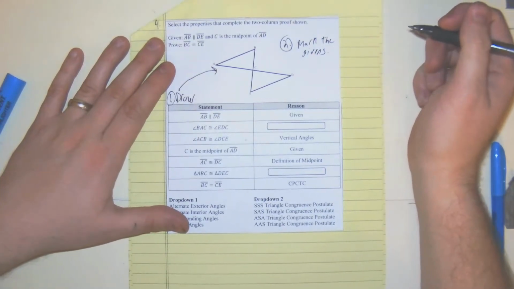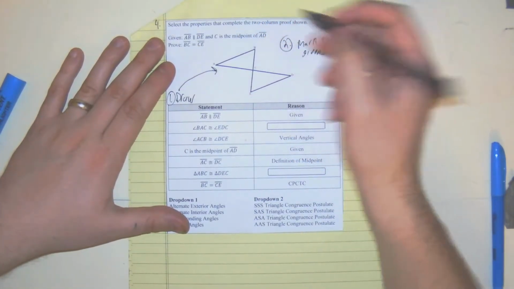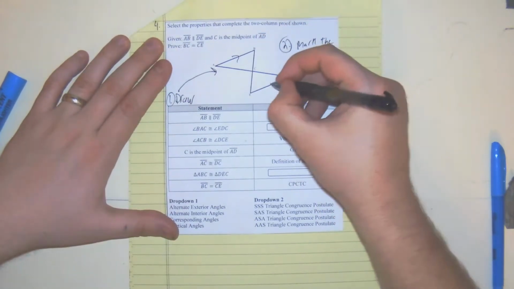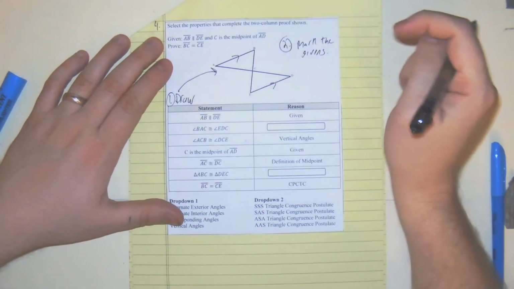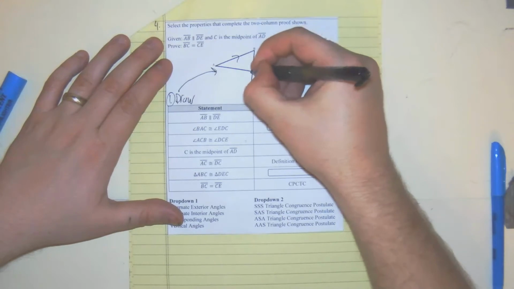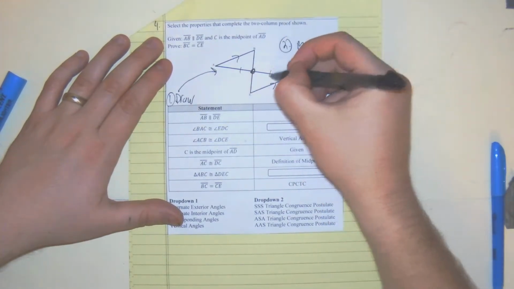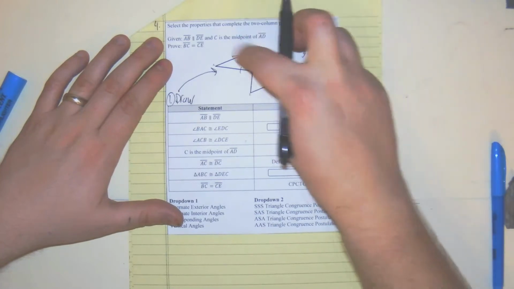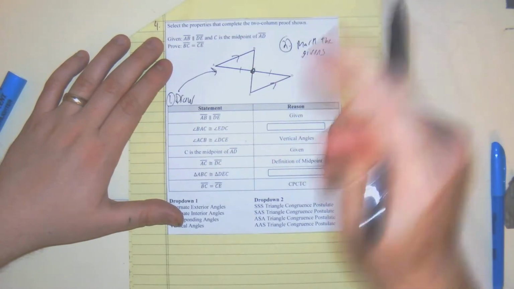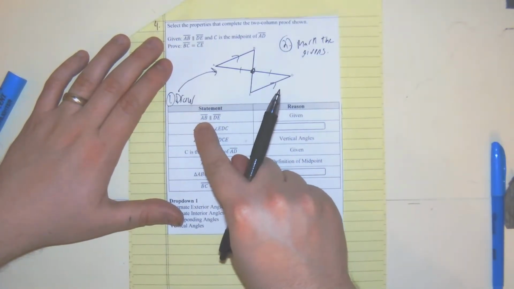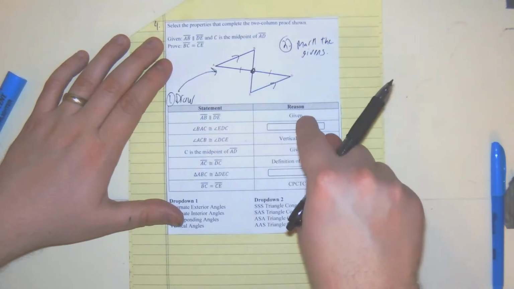Alright, so this is saying that AB is parallel to DE. So these are parallel to one another. And C is a midpoint of AD. That's all we're given. Parallel and congruent. So first thing we have is AB is parallel to DE, which is a given.